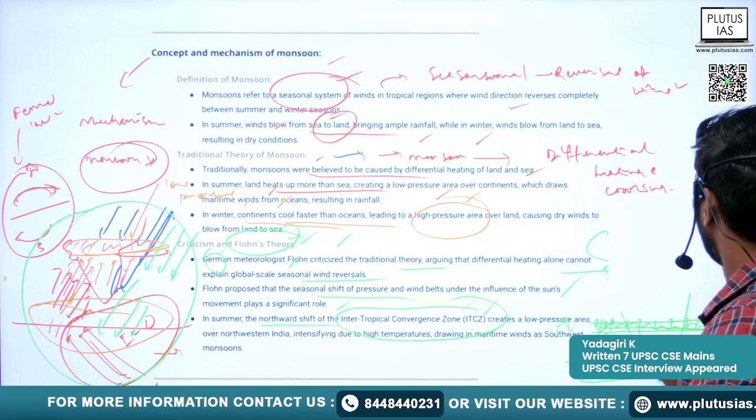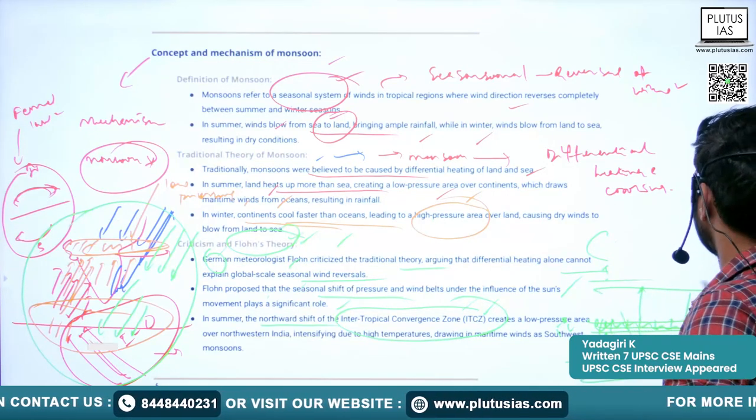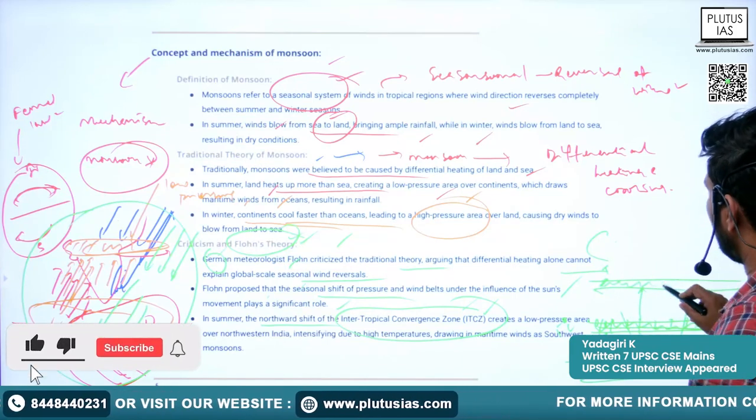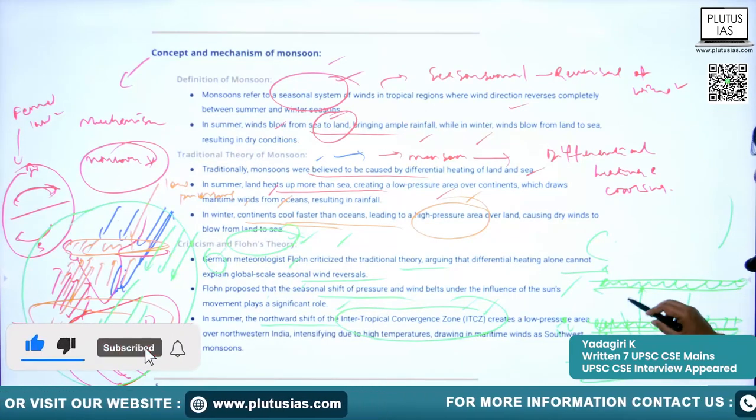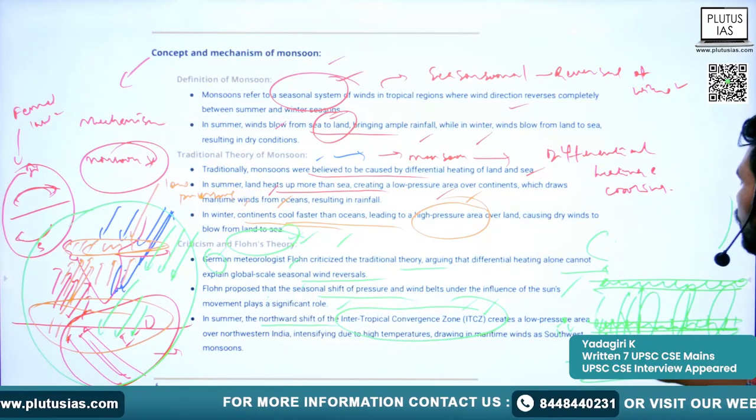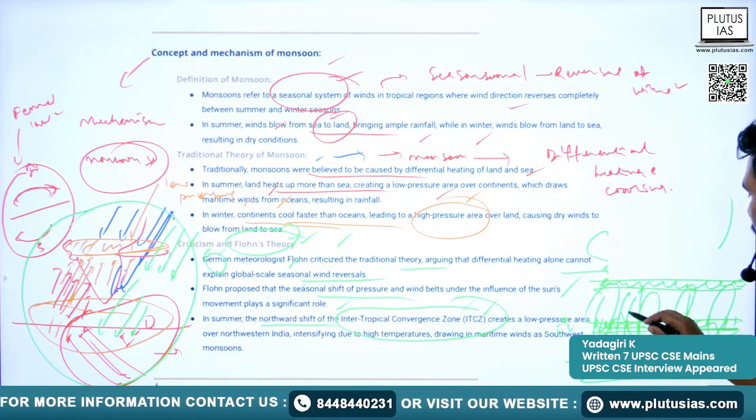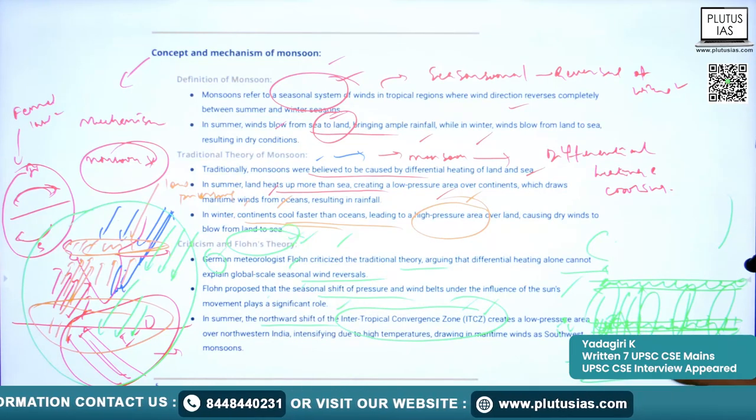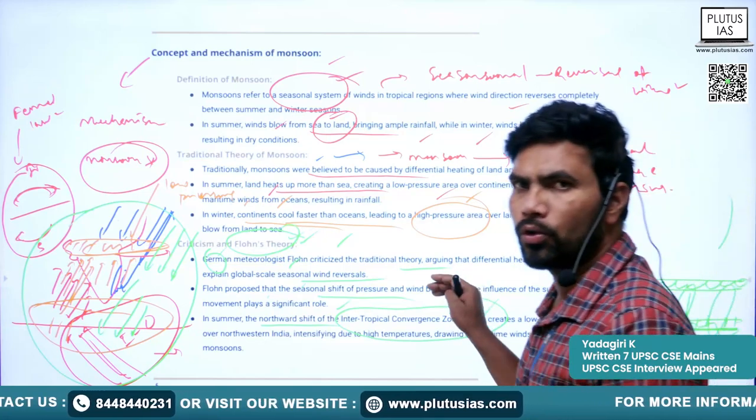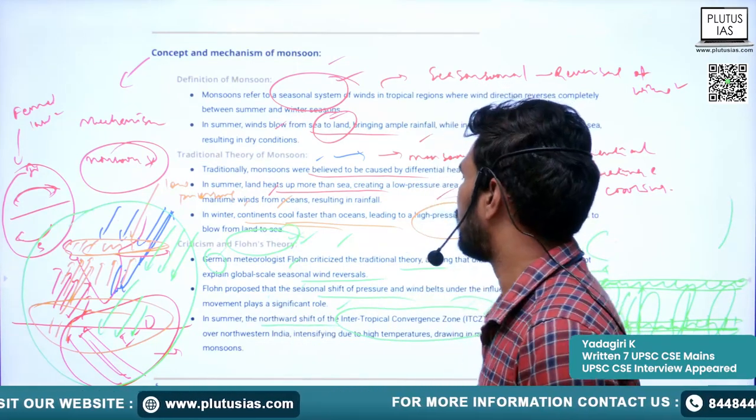So in summer, this particular zone further shifts northwards, creating a low pressure area in this land region. Because of this reason also, the winds from the ocean surface blow towards the landmass, and because of that the rainfall occurs.